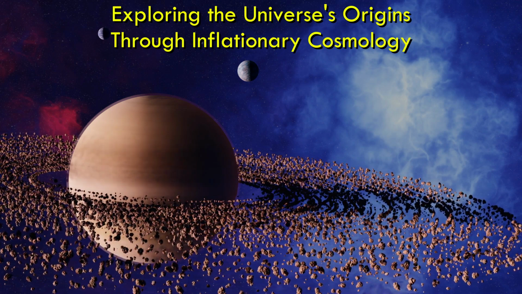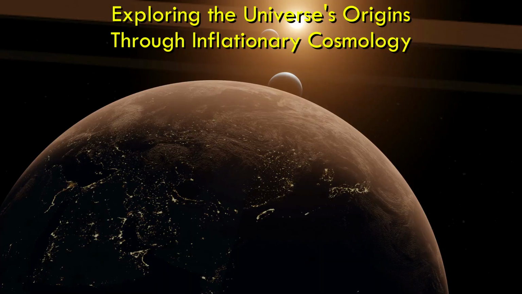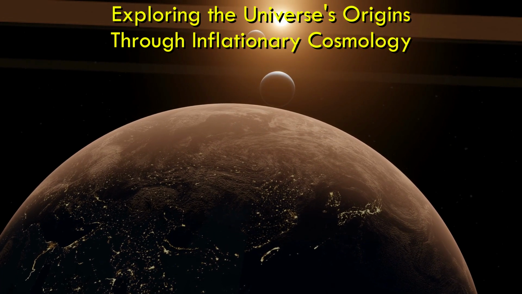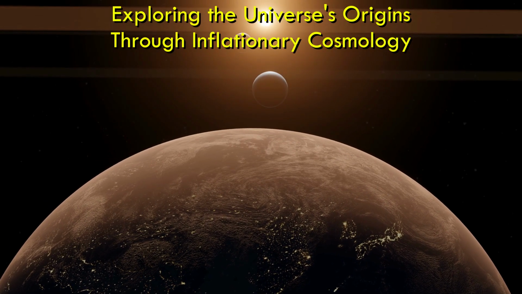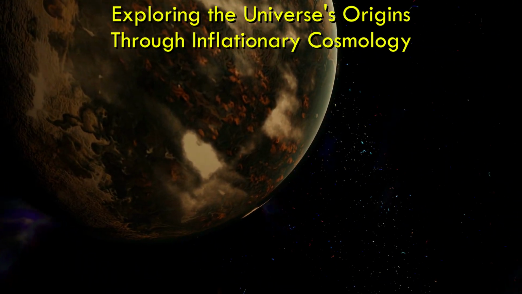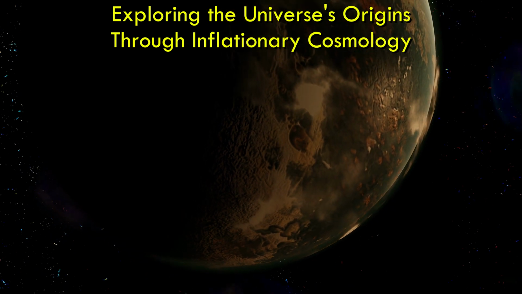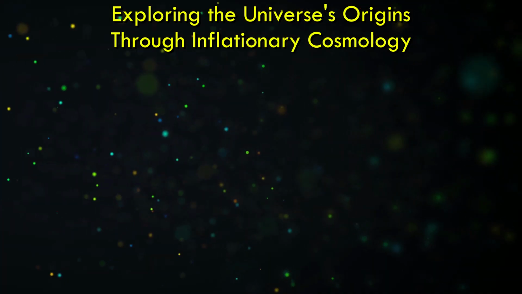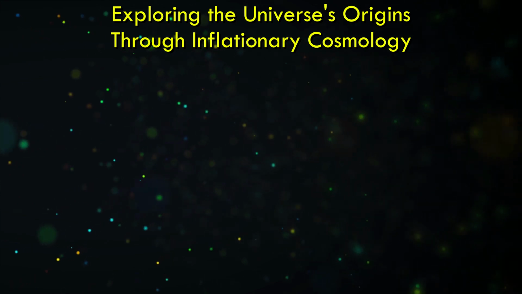The horizon problem arises from the observation that regions of the universe, billions of light-years apart, and thus seemingly never in causal contact, exhibit a striking level of uniformity in temperature and density. According to the standard Big Bang model, there would not have been enough time for light or any other signal to travel between these distant regions and equilibrate their properties. This presented a significant challenge. How could such uniformity exist across vast cosmic distances without any interaction?